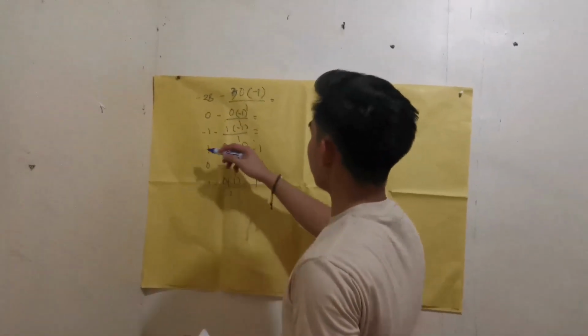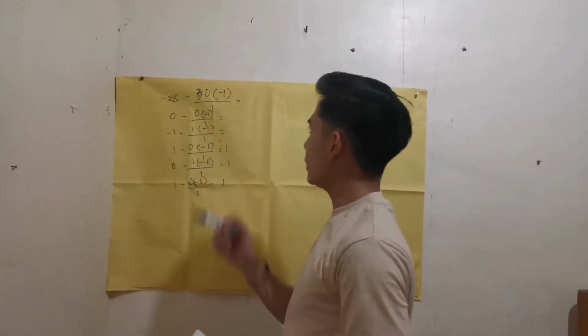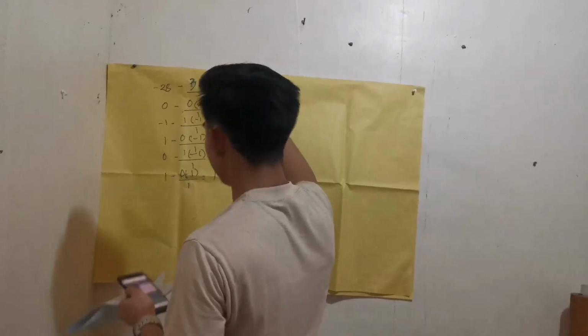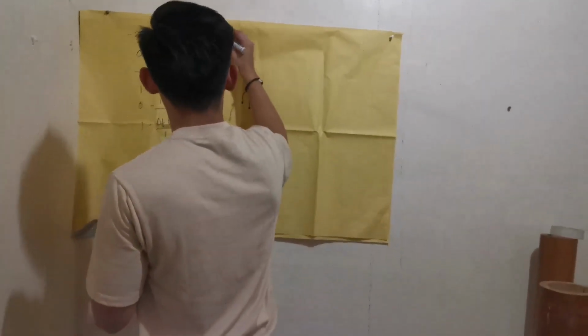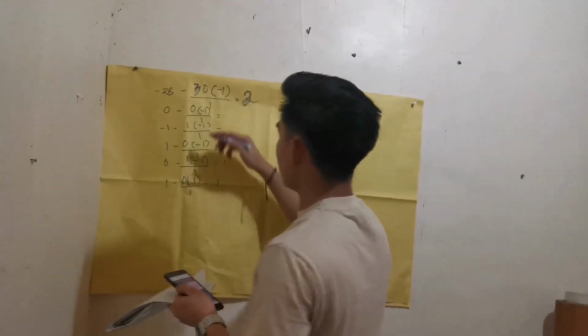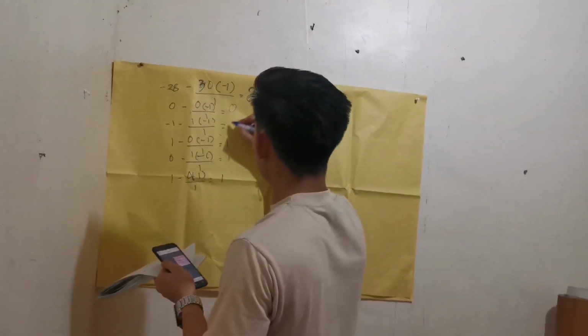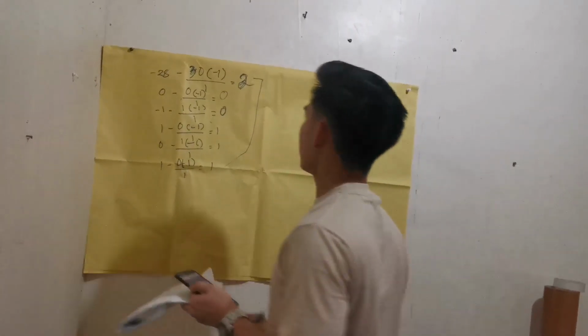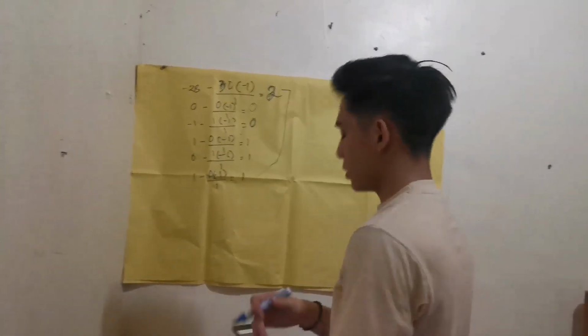So, calculate natin to. Negative 28 minus 30 times negative 1, all over the pivot element, which is 2. Then same lang din, 2. Same lang din sa iba. 0 and 0. So, ito yung bago nating value for the S sub 3 row. So, we put it into our tableau.